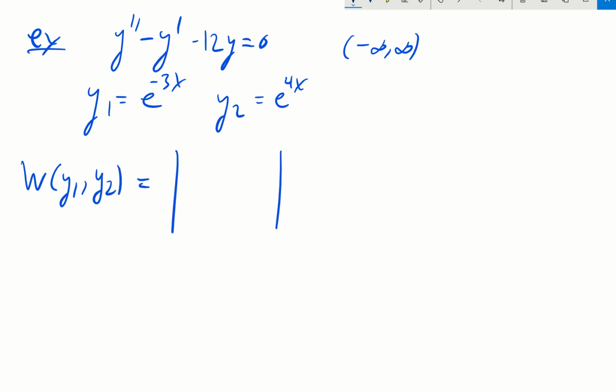So let's recall, how does this work? We start with the first function, it's going to be in column 1, and we need up to its first derivative. We're going to put y2 in the second column, and its derivative is going to go directly below.